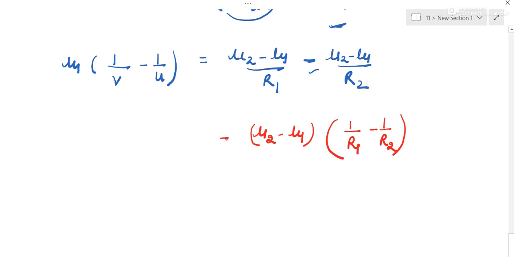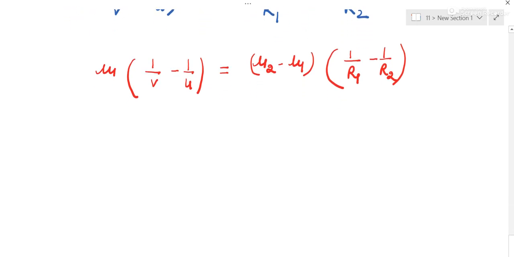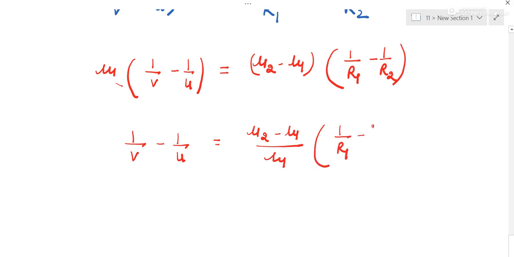It is equal to mu1 times 1 by v minus 1 by u. So mu1 will come down that side. So 1 by v minus 1 by u is equal to mu2 minus mu1 by mu1 times 1 by R1 minus 1 by R2.